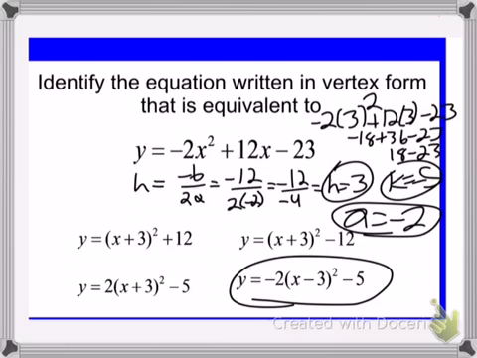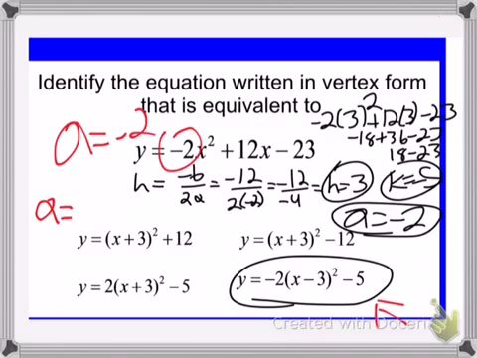Right here, looking at the vertex form, our A value equals negative 2, so that automatically makes this one the answer. We'll use negative B over 2A. A is negative 2, B is 12.